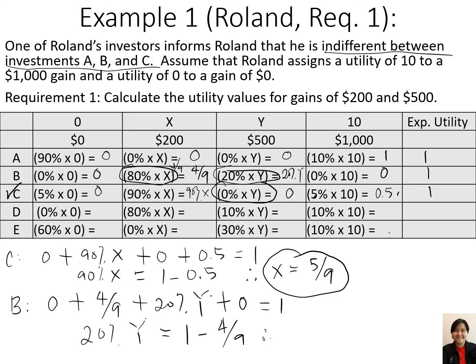So use algebra to derive the value of y, and the value of y is 25/9. We now have all the utility values. So for requirement 1, the utility value for gain of $200 is 5/9, and the utility value of the gain of 500 is 25/9.